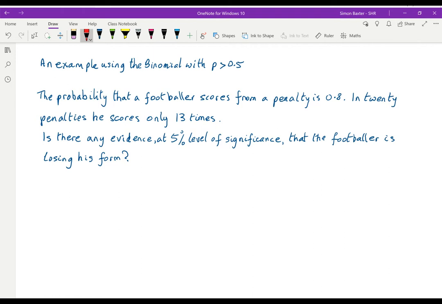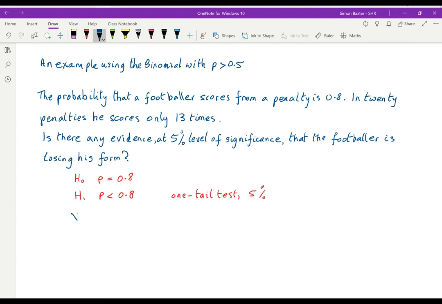Well, we start as normal with the null hypothesis, H0. That is that the status quo is being maintained, p is equal to 0.8. The alternative hypothesis, what we're going to conclude if we reject H0, if the footballer is losing his form, then p is less than 0.8. This tells us that we have a one-tail test, and we're doing it at 5% significance.